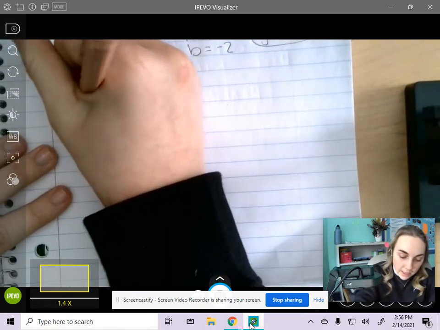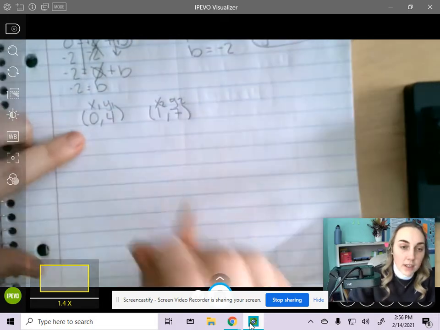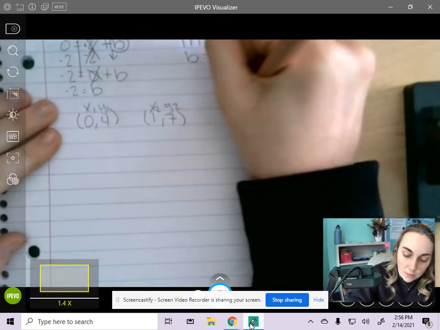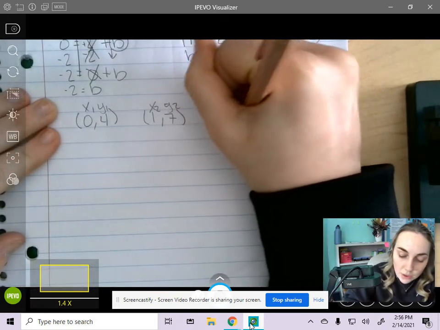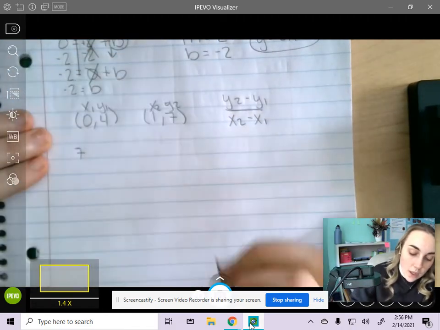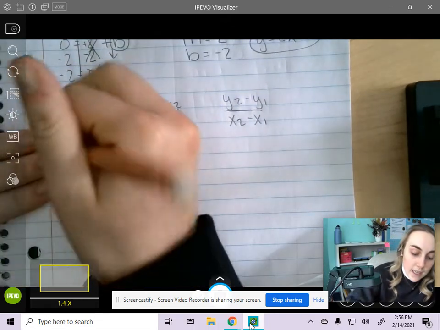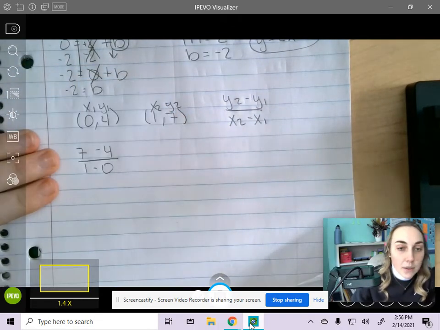So slope formula, x1, y1, x2, and y2. Put it in our slope formula. y2 minus y1 over x2 minus x1. I need y2 first, which is 7. We're going to subtract that by y1, which is 4. x2 is next, and I'm going to subtract that by 0.